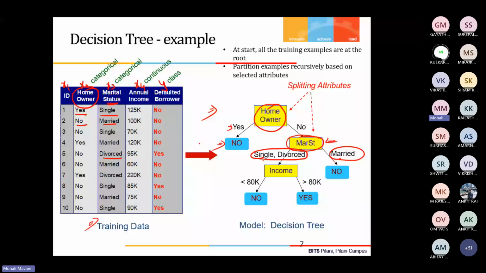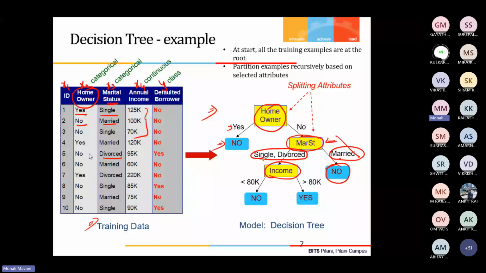And then in the married branch, we have reached a leaf node, but in the single and divorced branch, again we have to construct another subtree. So we have chosen, say, income. Income is a continuous-valued attribute. We have to discretize this attribute.